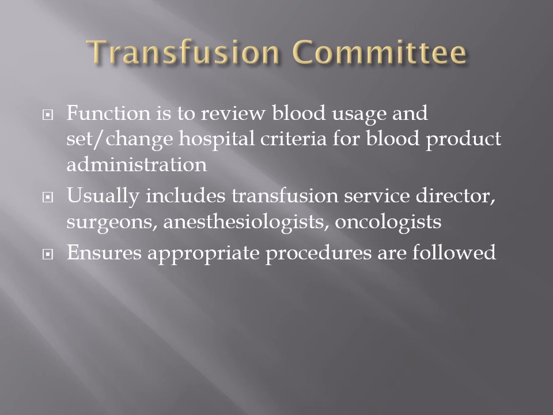And finally, for this one, a transfusion committee. Its function is to review blood usage and set or change hospital criteria for blood product administration. They're looking to see what type of blood has been ordered, including blood type and blood product type, to determine whether their needs are met or if they need to make some changes. So if they see that they've had 80% order of O negative blood and they have not had 80% of their patients be O negative, they look to see where that disconnect is and how to change that.